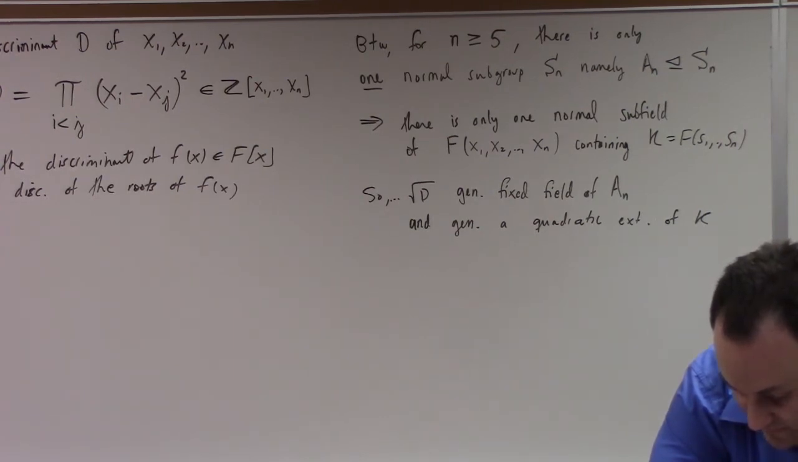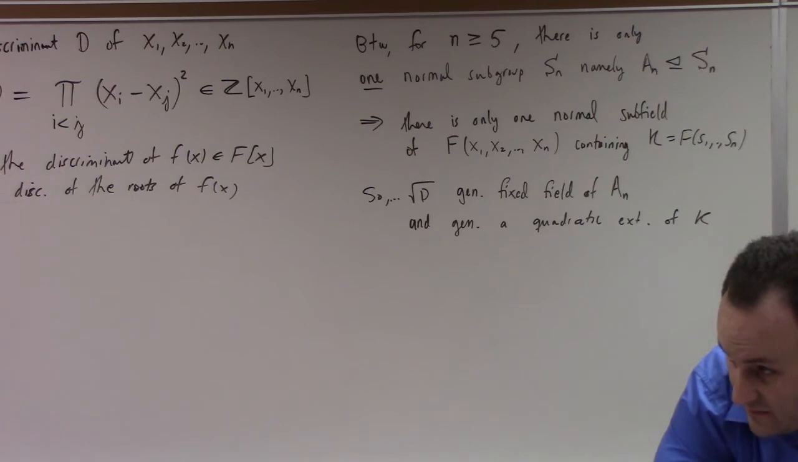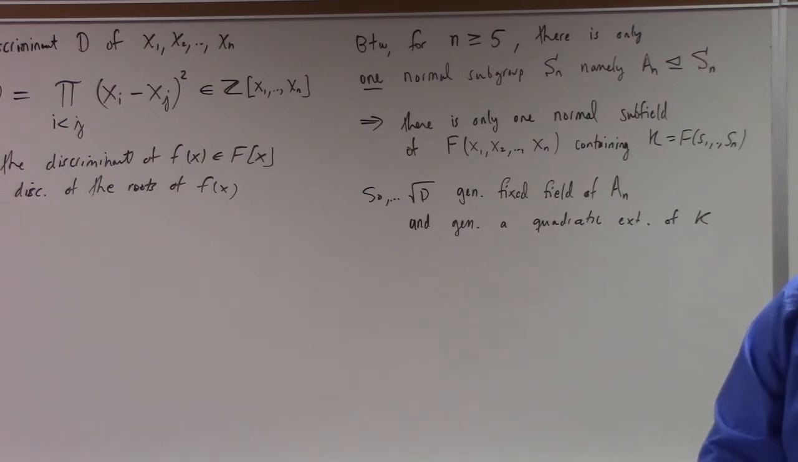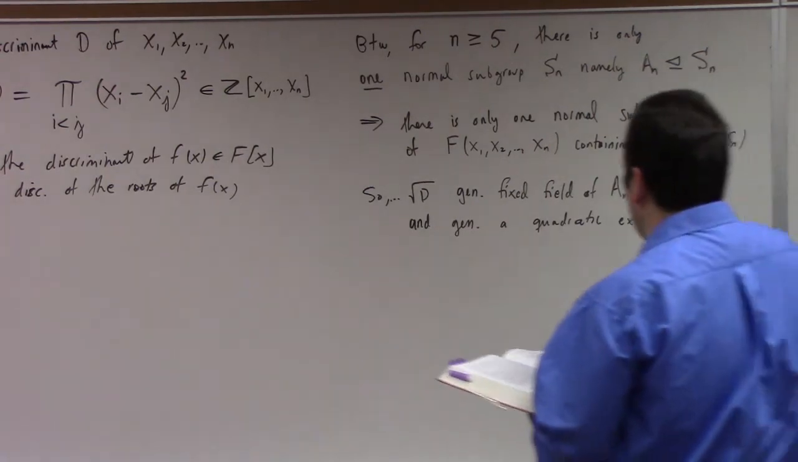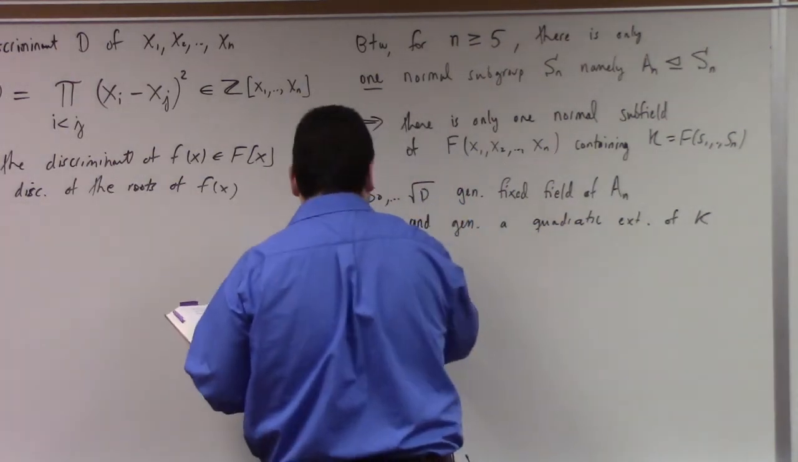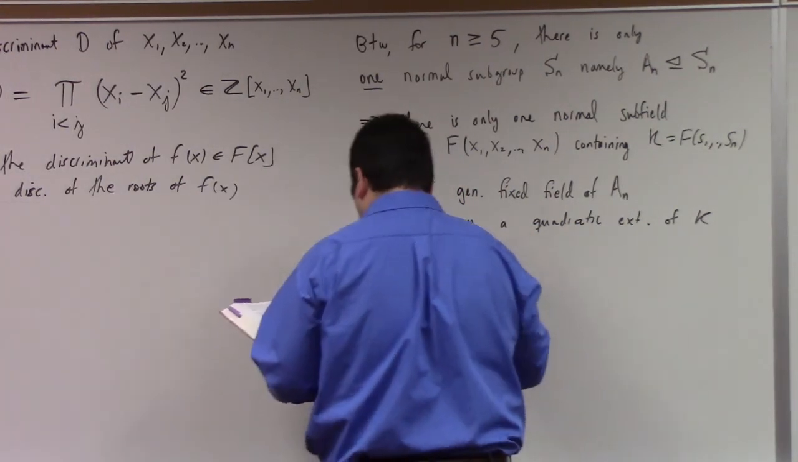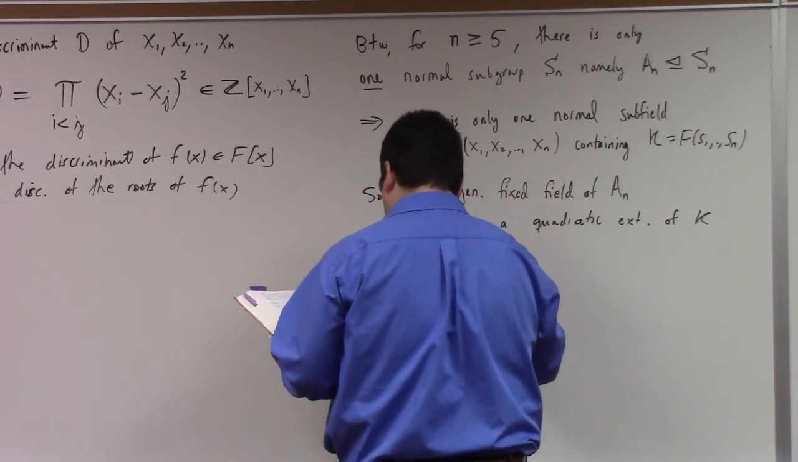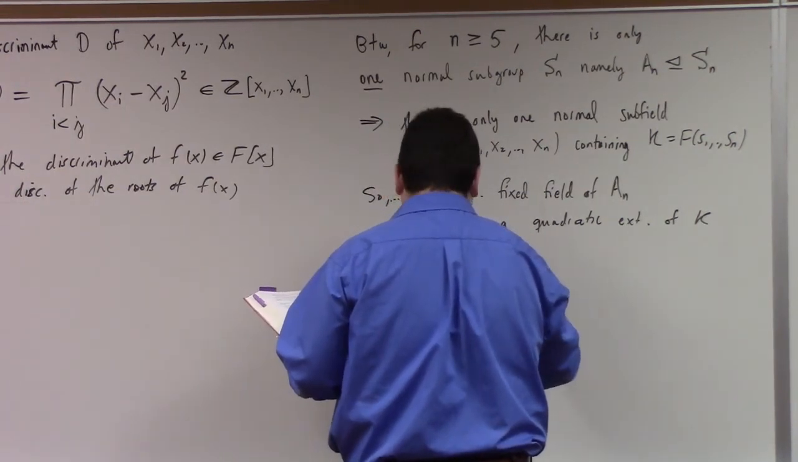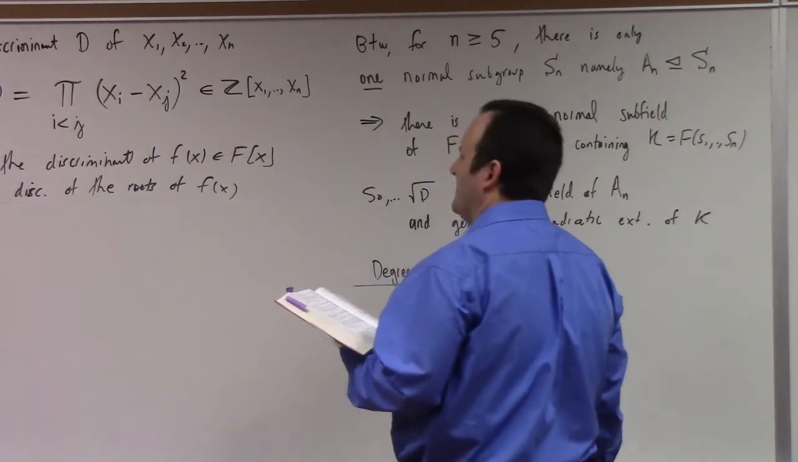Again, the Galois group is a subgroup of An if and only if the discriminant D is a square of an element of f, the field. Let's see here. So let me just write down degree 2. Degree 2 should be familiar to you guys. So D is S1 squared minus 4S2. Does that make sense?